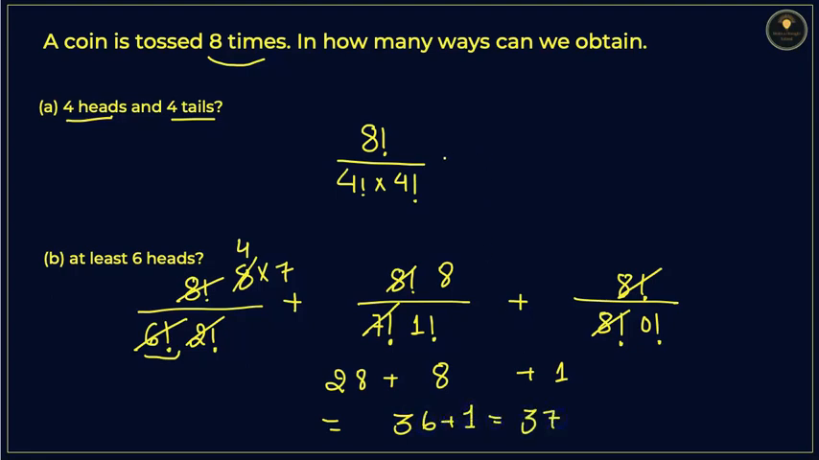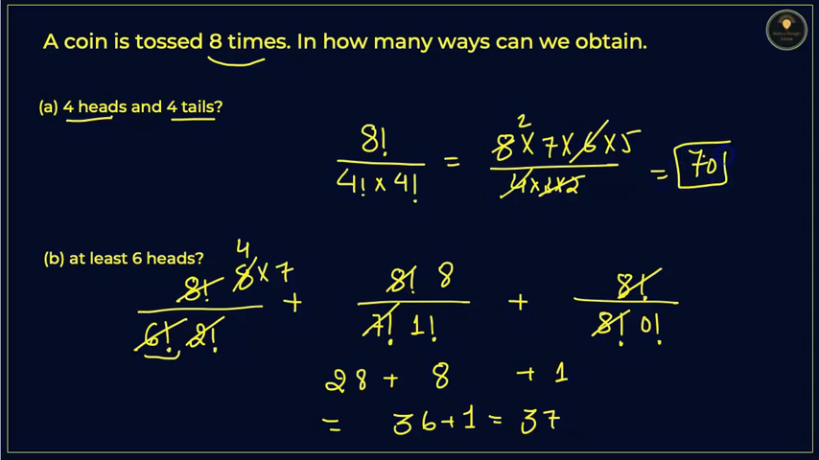Now if you are solving the previous question, you will write it as equal to 8 7 6 5 4 3 2, and 3 2s are 6 can cancel, 2 2s are 4 will cancel, 5 2s are 10, 10 7s are 70. So 70 cases that you will find if we are having 4 heads and 4 tails, and 37 cases that you will find whenever we have to find at least 6 heads.